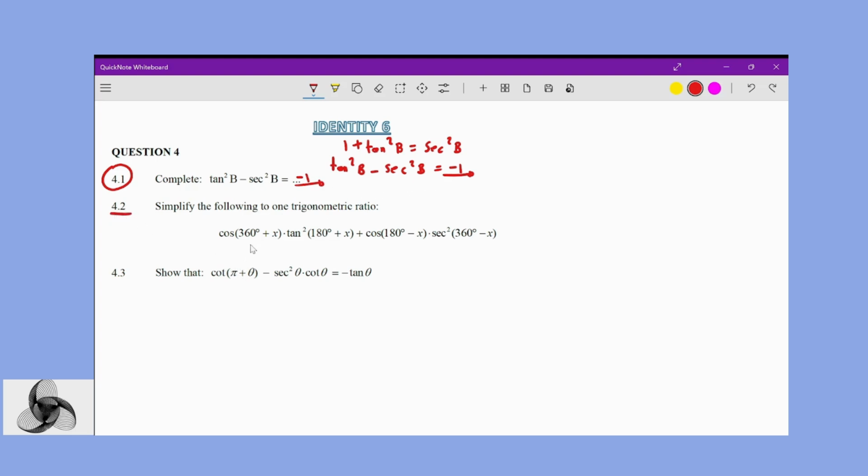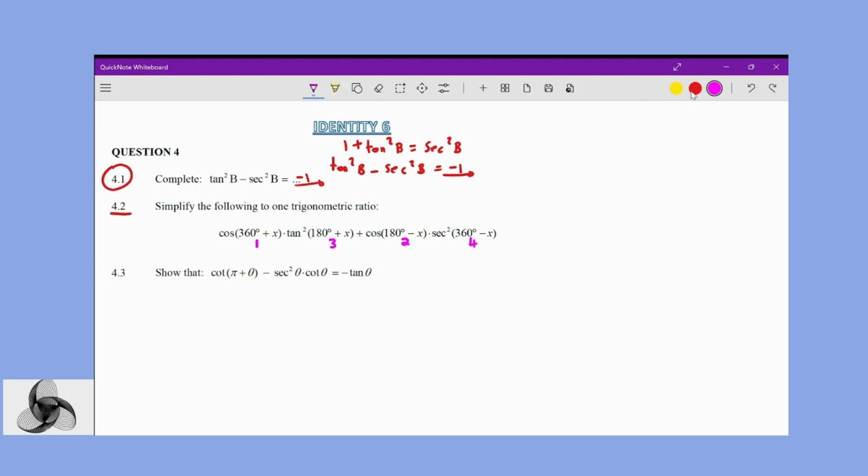The second one, we are given the cosine of 360 degrees plus x, tan squared of 180 degrees plus x, cos of 180 minus x, and then sec squared of 360 degrees minus x. Let us identify our quadrants here. 360 degrees plus, it's in the first quadrant. 180 degrees plus, it's in the third quadrant. 180 degrees minus is in the second quadrant. Apologies for that. And this one is in the fourth quadrant.